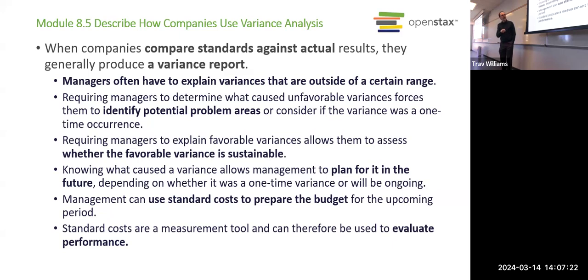As I mentioned earlier, if there's a favorable variance, how can we keep it going? How can we sustain that? We also need to figure out, okay, do we need to adjust our standards? Have we gotten so good that now we can set new, better standards for ourselves? Or are we having so many problems with maybe employees that we're hiring or materials that we're using that we need to lower our standards?